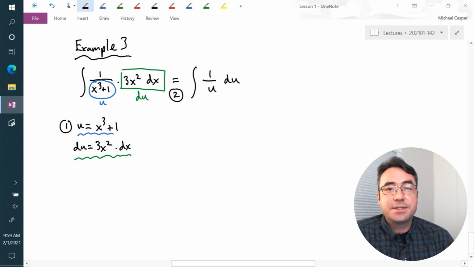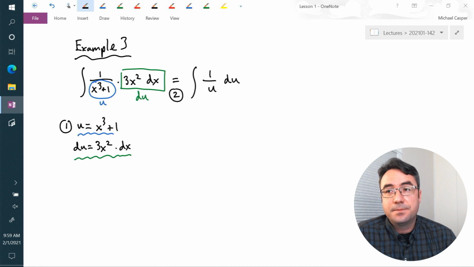So we put that in. It's now the integral of 1 over u du. And that's a nice one. It's a whole bunch simpler, a little easier than what we started with, the 1 over x cubed plus 1 times 3x squared. It's a lot easier to do the integral of 1 over u.